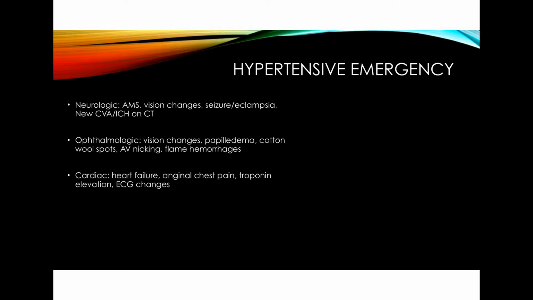In the heart, you'll look for symptoms and signs of heart failure, symptoms of anginal chest pain, elevation in the troponin, and characteristic ECG changes suggestive of ischemia. In the lung, you'll listen for new crackles, ask about symptoms of acute dyspnea, and look for new chest X-ray infiltrates suggestive of acute pulmonary edema. And in the renal system, you'll ask about changes in urine output, measure it, look for oliguria, check for new AKI or presence of hematuria.